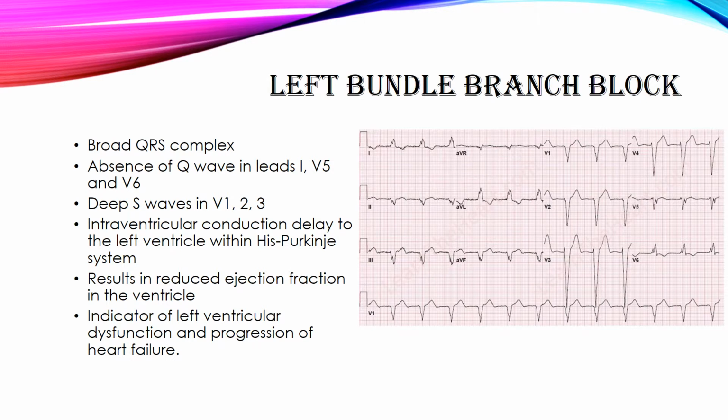In a left bundle branch block, one notices a broad QRS complex, as well as the absence of Q waves in leads 1, V5, and V6, and also one notices big S waves from V1 to V3.